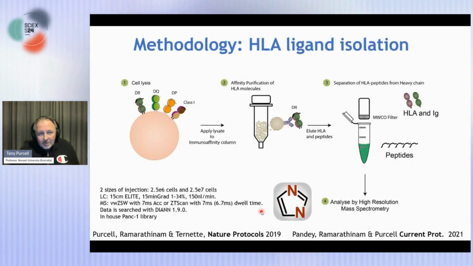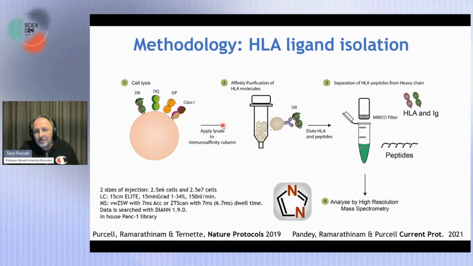So the methodology we use to actually isolate these peptides: we take cells and lyse them in a very gentle detergent. This facilitates the solubilization of the class 1 complexes in their native context. So this is a protein with its peptide antigen actually still bound to it. We then use a monoclonal antibody column to affinity purify the HLA molecules of interest.